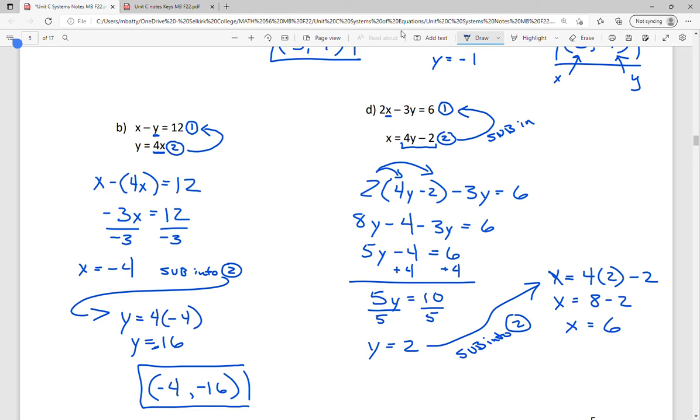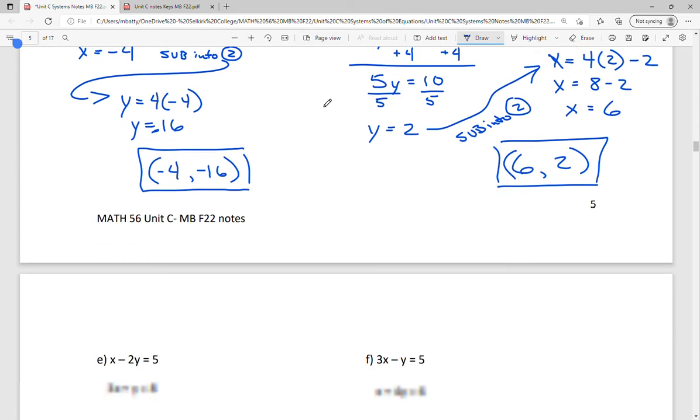And putting this back together, this would be a consistent system. Kind of drop that word. But we've got a point where the two lines would intersect. I have an x and a y value that would make both of those equations true.